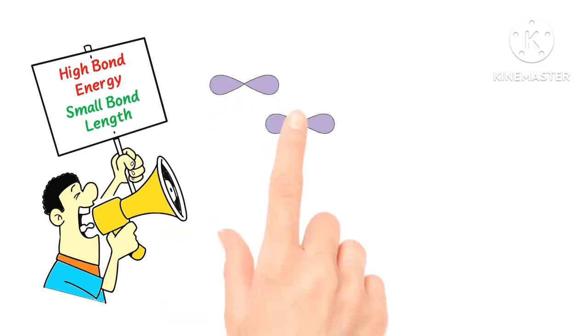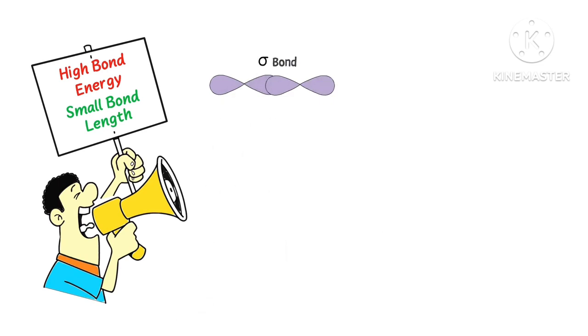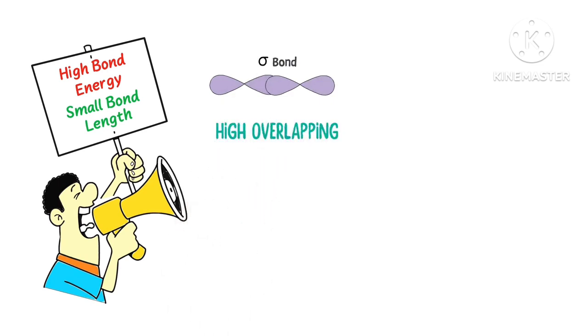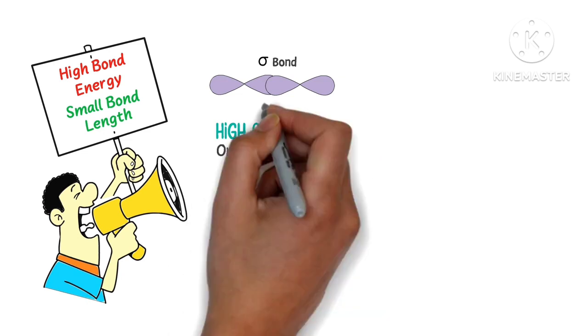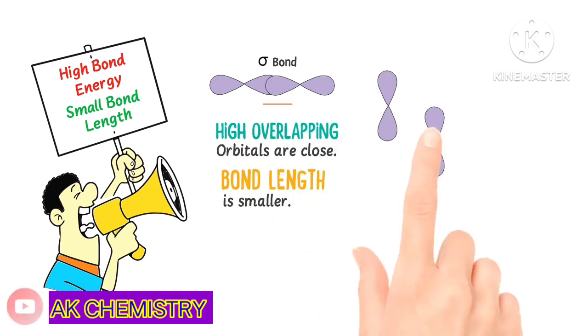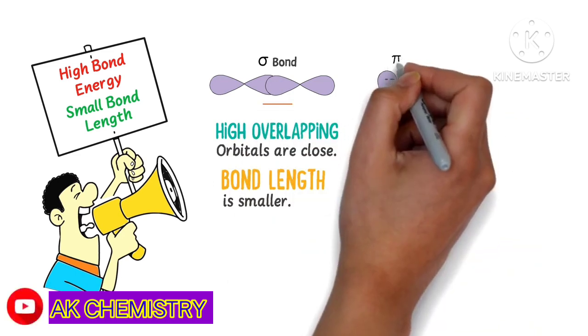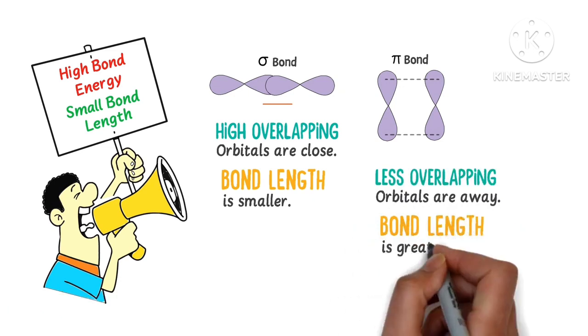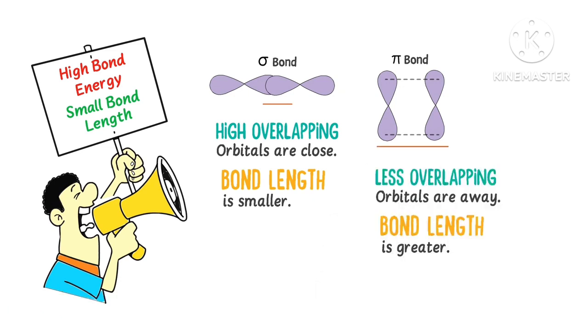For example, in case of sigma bond of pp orbitals, there is high overlapping, hence both the p orbitals are close to each other and the bond length is smaller. While in the case of pi bond of pp orbitals, both the p orbitals are away from each other and the bond length is greater. So this is the order of bond energy.